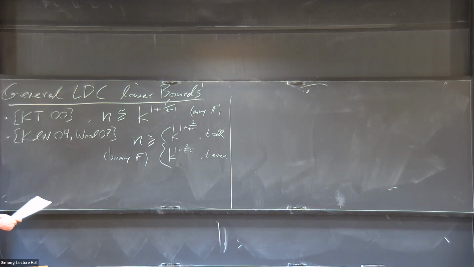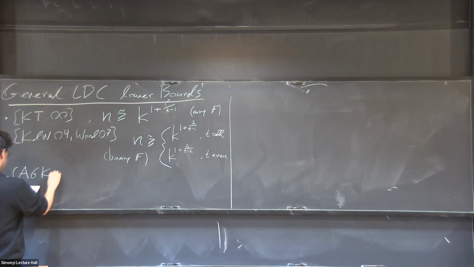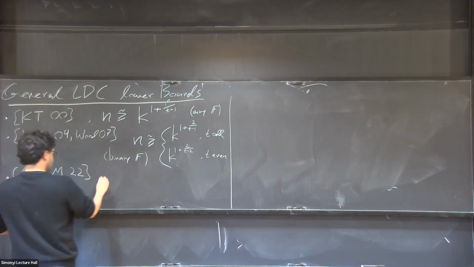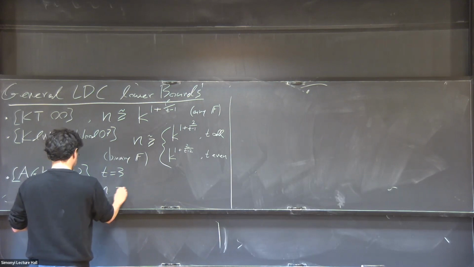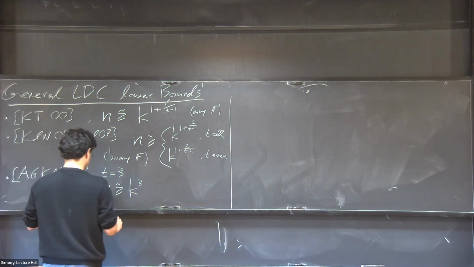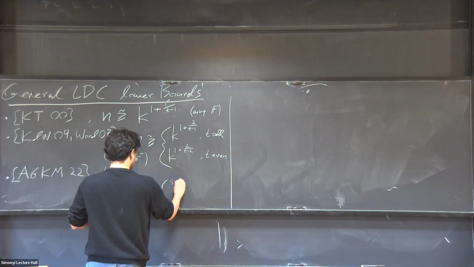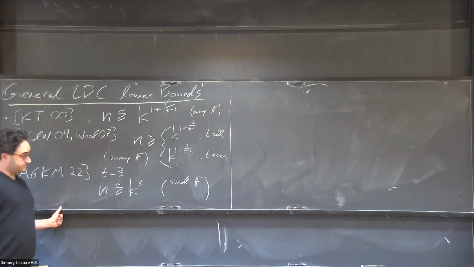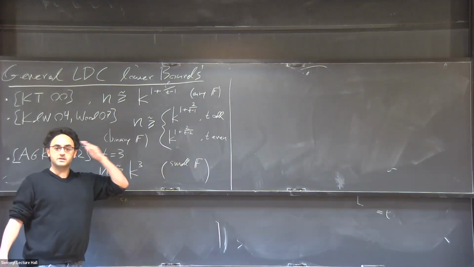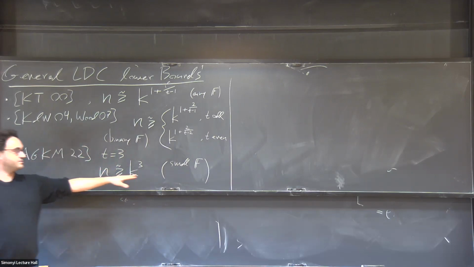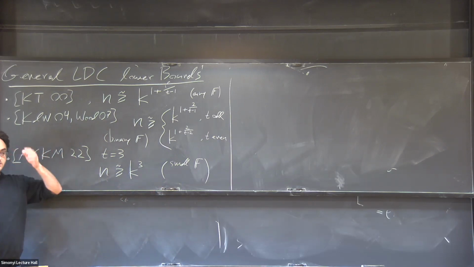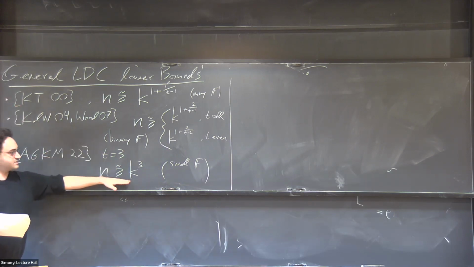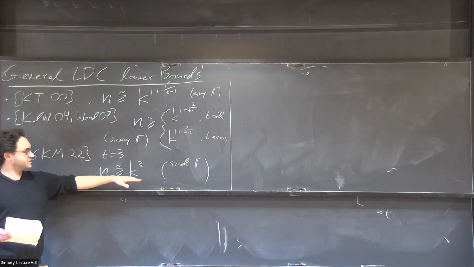And then the really surprising recent result by Alrabiah, Guruswami, Kothari, and Manohar, 22. They showed for t equals 3, and up to logarithmic factors, the cubic lower bound. Again, this is also for nonlinear. They state it for binary alphabet, but they say you can probably generalize it for small enough alphabets, let's say if the alphabet is subpolynomial in k or something like that. So this took many years, and it's a really difficult paper. There's a lot of stuff here.